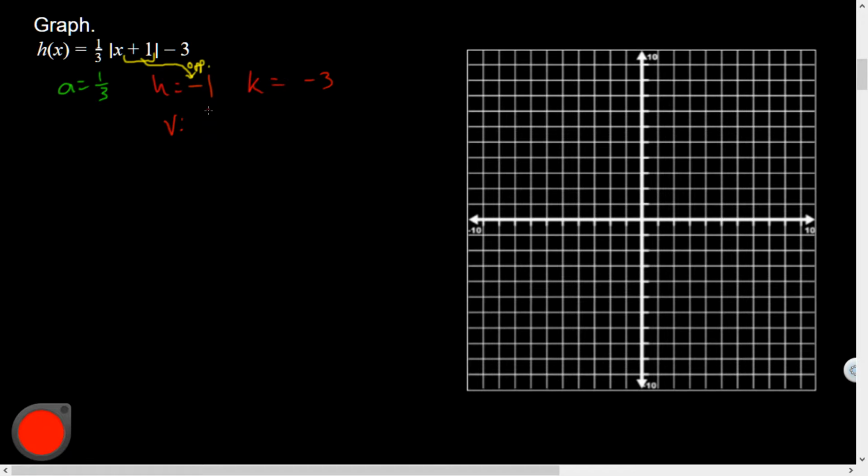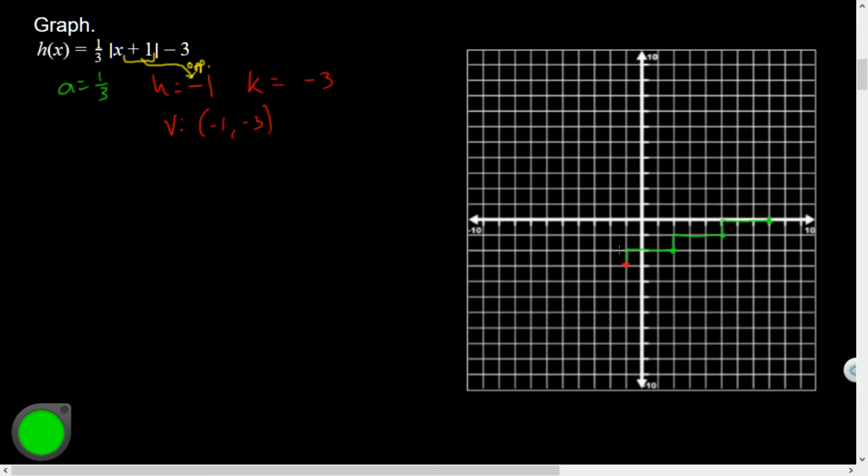So my vertex is going to be at -1, -3. Watch how quick I can graph this, and you guys aren't even writing it. So -1, -3, left 1, down 3. Bam. What's my slope? My slope is 1/3. So that means I'm going to go up 1 and over 3, and up 1 and over 3, and up 1 and over 3.